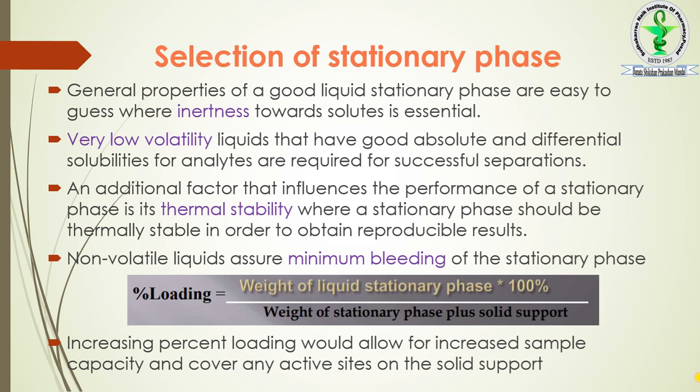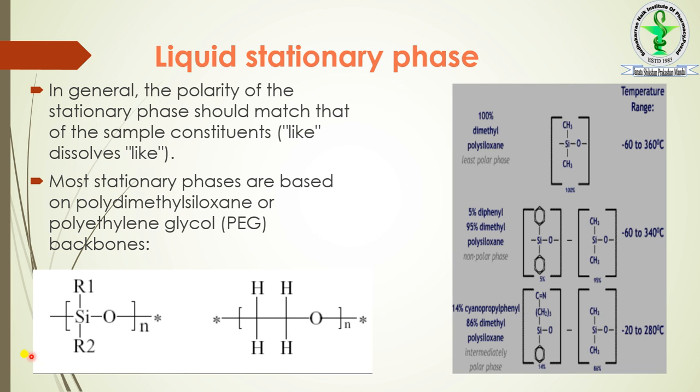So percent loading: how much loading do we need? Weight of the liquid stationary phase multiplied by 100%, divided by the weight of the stationary phase plus solid support. That much amount of loading we can do. Increasing the percent loading allows for increased sample capacity and covers any active sites on the solid supports.